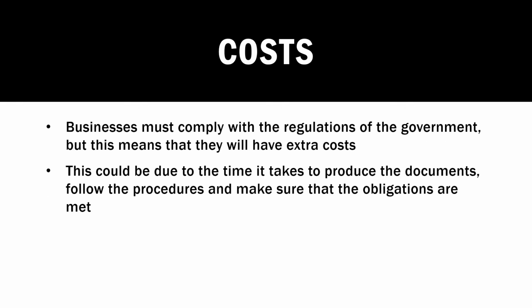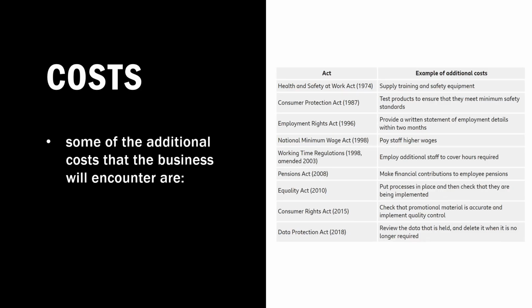Cost. Businesses must comply with the regulations of the government, but this means that they will have extra cost. This could be due to the time it takes to produce documents, follow the procedures, and make sure the obligations are met. So some of the additional costs that the business will encounter are: part of the Health and Safety at Work Act, they have to make sure that they supply training and safety equipment. Part of the Consumer Protection Act, they have to test products to ensure that they meet minimum safety standards.